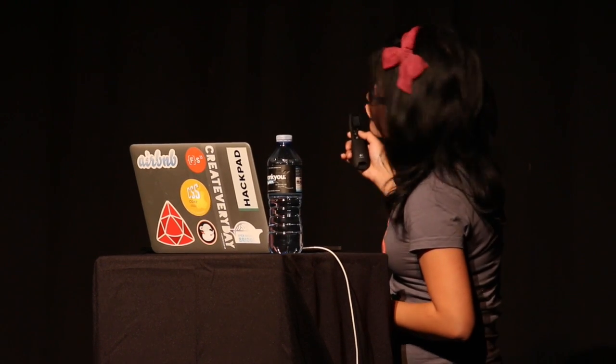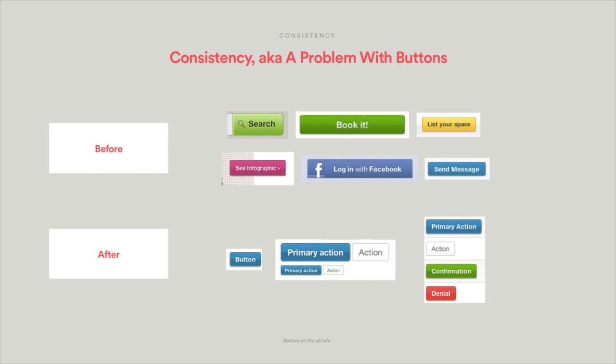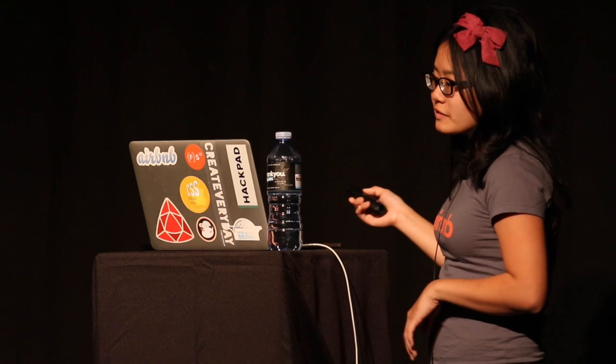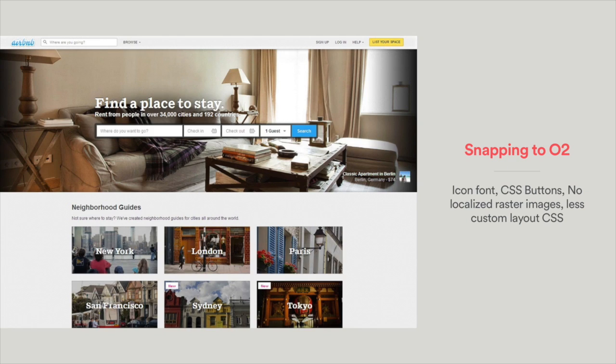So this is what this looked like before, just having a ton of different buttons with inconsistent looks, different sizes, text treatments, button padding, and glossiness. And afterwards, it was just nailed down to a set of elements, according to Bootstrap with some of our own spin on it from the colors. And so this is what the site looked like after we snapped to O2 in 2012. Using an icon font, CSS buttons, getting all the nasty localized raster images out, and having less custom CSS.